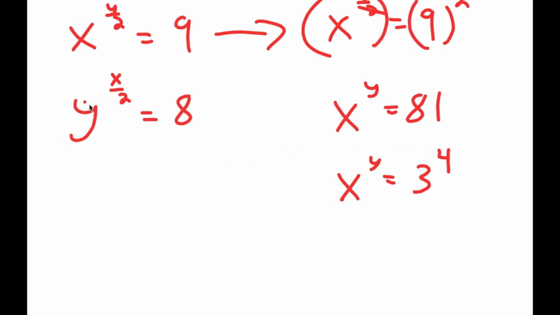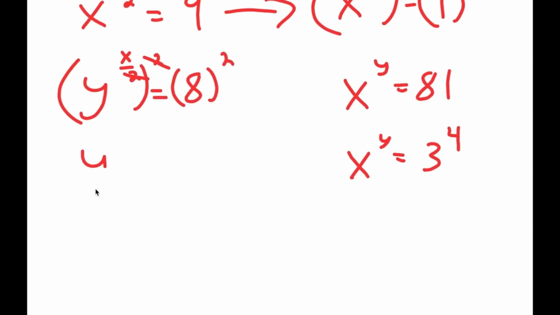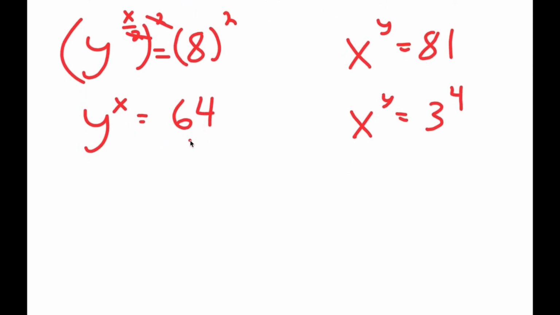Now I'm going to do the same thing to y to the power of x over 2. I'm going to take the power of 2 on both sides, and then these two cancel out, so I get y to the power of x is equal to 64. Now 64, I can rewrite that as 4 to the power of 3.